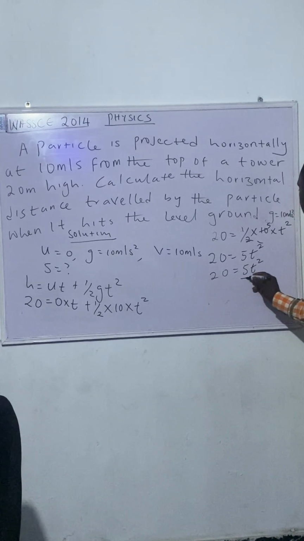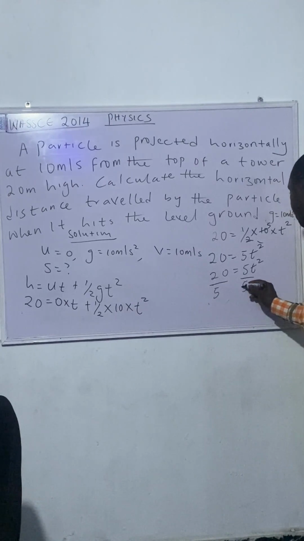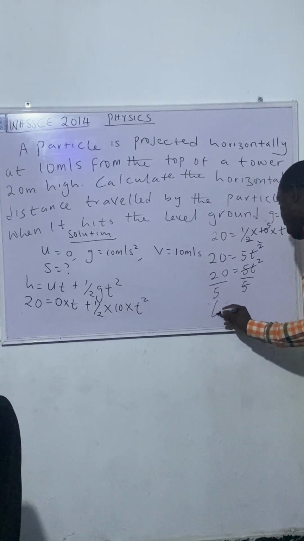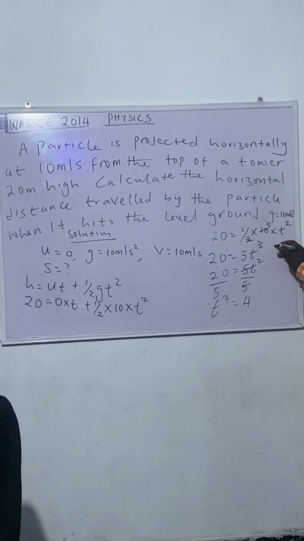We are looking for time. Divide both sides by 5. The 5 cancels, and so you have t squared equals 4. I'm looking for t, so the square root of 4 gives me 2 seconds. So I'm having 2 seconds.